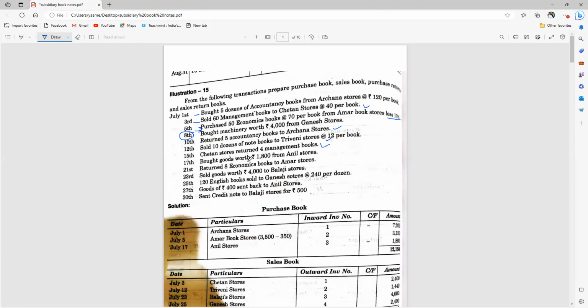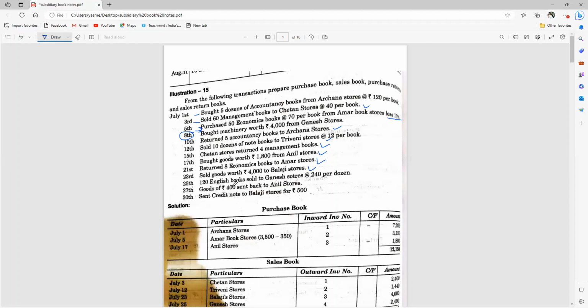Now, bought goods worth rupees 1,800 from Anil stores. This is a purchase book. Next, returned 8 economics books to Amar stores. This is a purchase return. Next, sold goods worth rupees 4,000 to Balaji stores. This is a sales book.